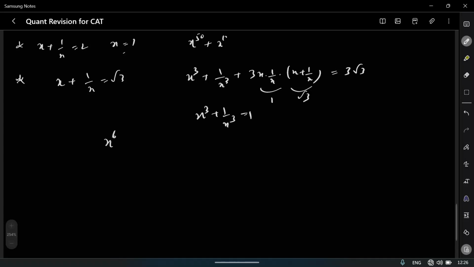So x power 6 plus 1 equals 0. From this we are getting x power 6 plus 1 equals 0. So they might ask you questions like what is the value of x power 18. They might ask you questions like this.